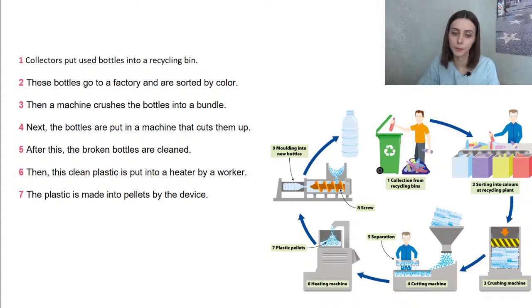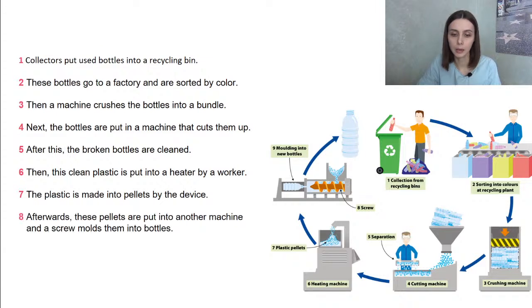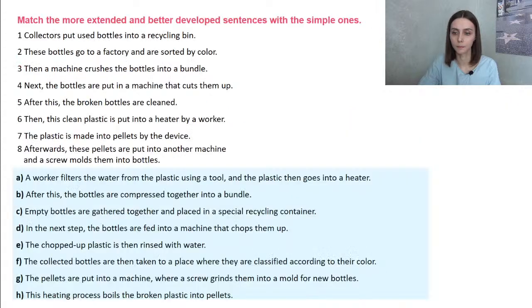So, all right, number 7. The plastic is made into pellets by the device, and afterwards these pellets are put into another machine and a screw molds them into bottles. So these are simple sentences how you can describe these steps, and this can go into one paragraph, which is called the body. All right, so these sentences are rather simple, and now I'd like to practice more.